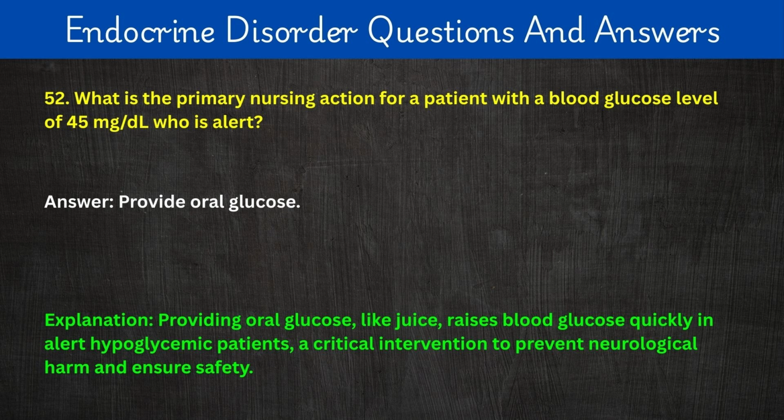52. What is the primary nursing action for a patient with a blood glucose level of 45 milligrams per deciliter who is alert? Answer: provide oral glucose. Explanation: providing oral glucose, like juice, raises blood glucose quickly in alert hypoglycemic patients, a critical intervention to prevent neurological harm and ensure safety.